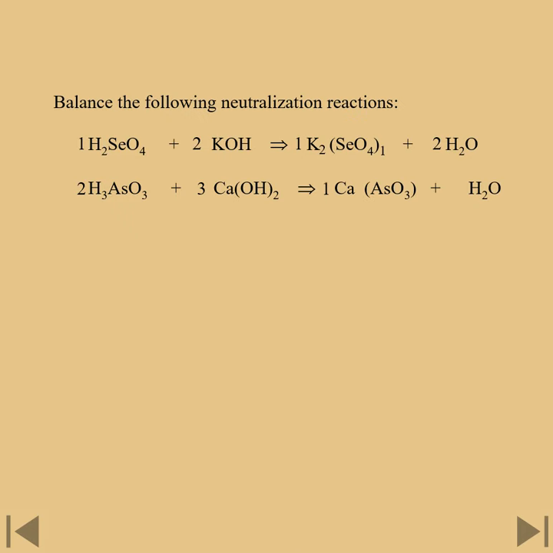I'm forming 1 salt, which has 3 calciums in it and 2 arsenates. Again, I'm looking at the left to tell me how many calciums and how many arsenates. And 6 hydrogen ions got together with 6 hydroxide ions to form 6 waters.